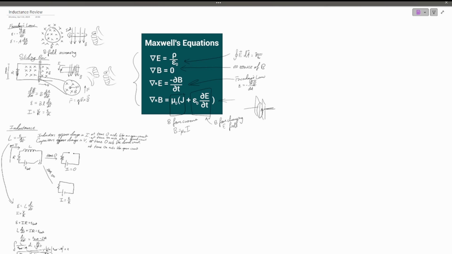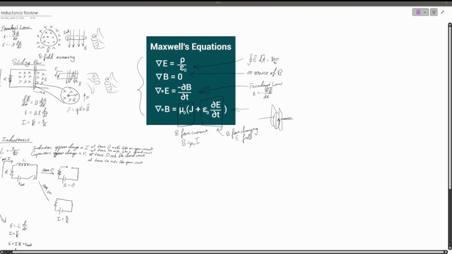Andy, I had some questions. Our latest worksheet talked about symmetry in Maxwell's equations. Could you explain that? I don't really understand it very well.